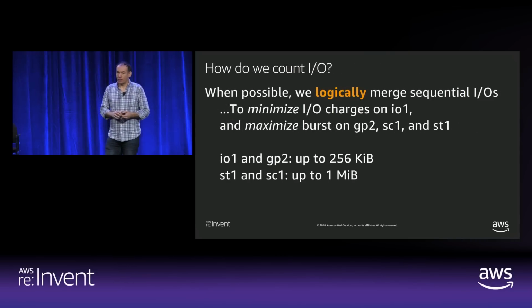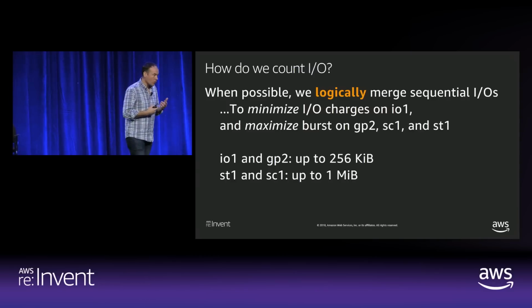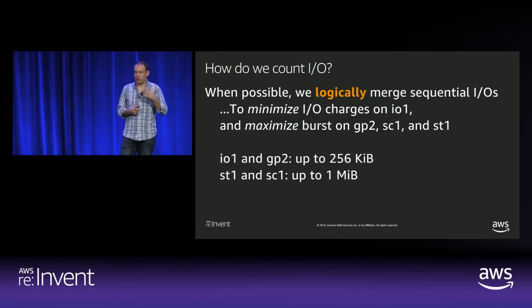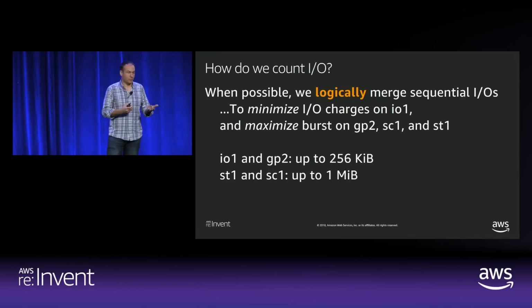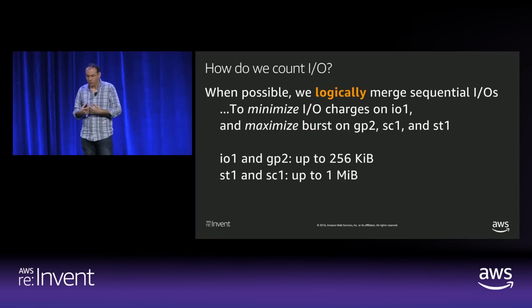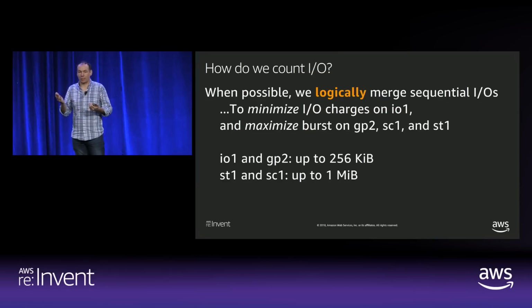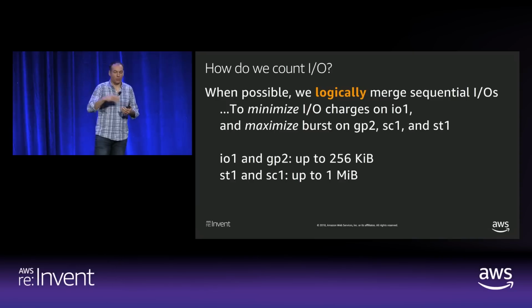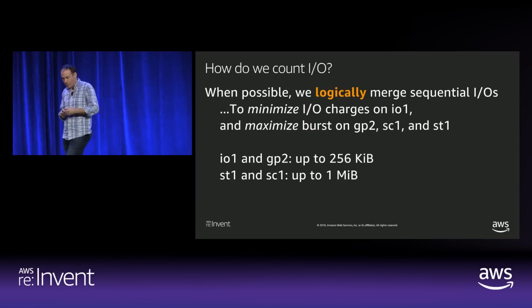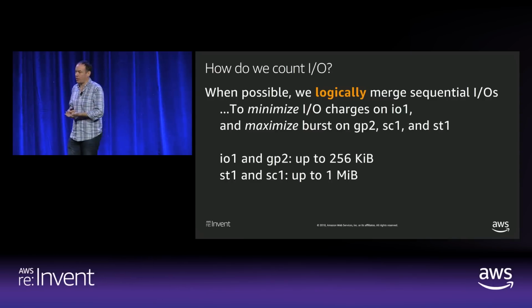All right, how do we count I/O? For our GP2 and IO1 volumes, which are SSD-backed volumes designed for random workloads, we'll opportunistically merge those IOs into 256K chunks. And that's up to 500 megabytes a second. And then for ST1 and SC1, we'll merge into 1 megabyte chunks. Now, that's because those are hard drive products, really designed for throughput to take advantage of the mechanics of a spinning disk, where the seek time is really the expensive part there, but once we get that head parked, we can just read that data all day long. And so this helps you maximize the burst capability of your volume and potentially minimize the number of provisioned IOPS that you need to provision.